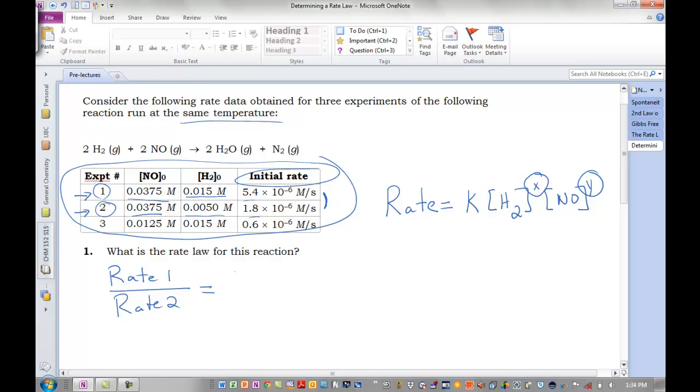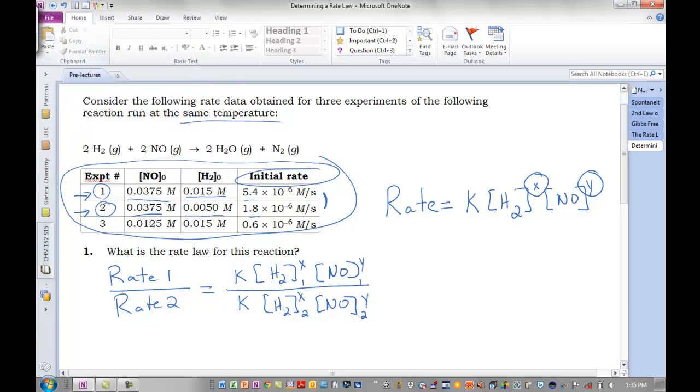All right, so I'm going to write the rate law for experiment 1. Okay, and I'm just going to put a subscript 1 to indicate experiment 1. Okay, so there's our rate law for the first experiment. I'm going to divide that by the rate law from the second experiment. Okay, so a subscript of 2 to indicate experiment 2. All right, that's all there is to it. So we're always taking one rate law from one experiment divided by a rate law from another experiment.